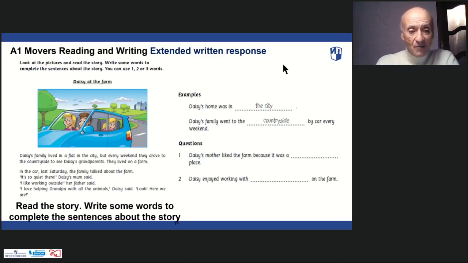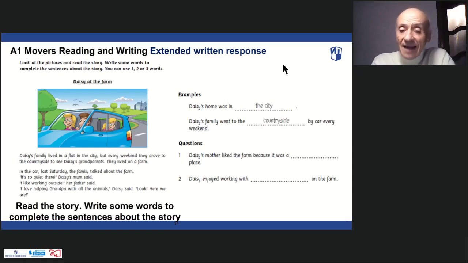Daisy at the farm. Daisy's family lived in a flat in the city, but every weekend they drove to the countryside to see Daisy's grandparents. They lived on a farm. And then they read the story to the end, and the sample answers are given on the right. Examples: Daisy's home was in the city. Daisy's family went to the countryside by car every weekend.